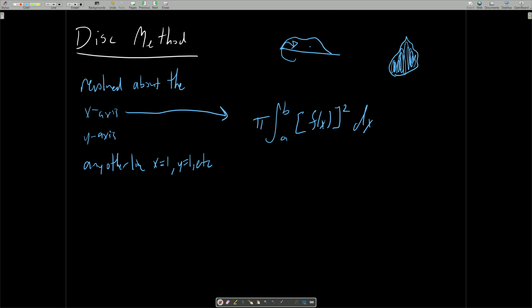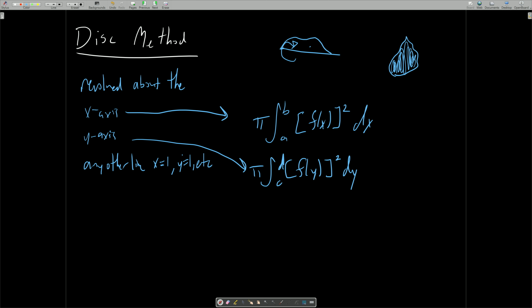So this is for the x-axis. If it was for the y-axis, you'd do the same thing, but in terms of y. And I wrote C and D here instead of A and B because these are also going to have to be in terms of y. Like this could be from 0 to 4, and this one maybe 0 to 2. Remember to change those bounds.